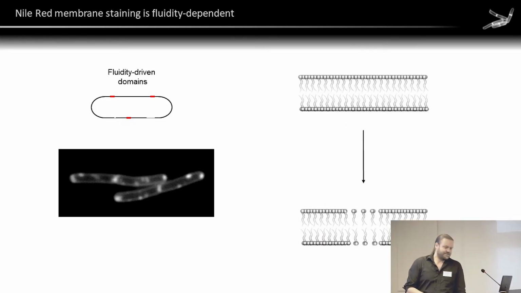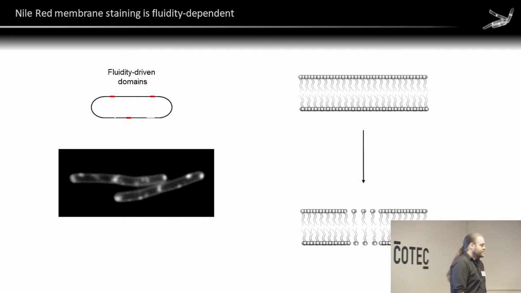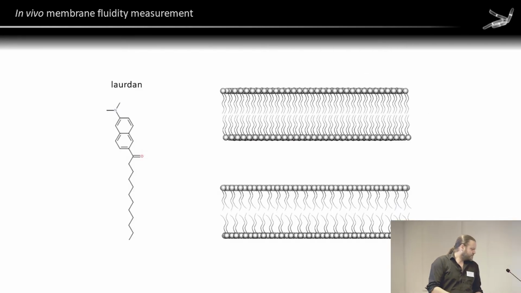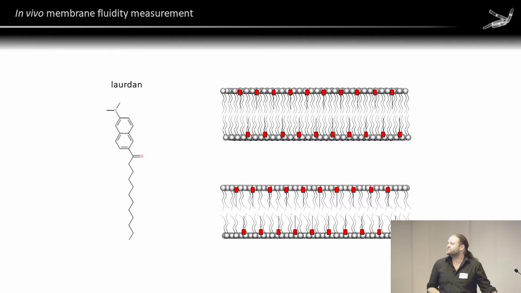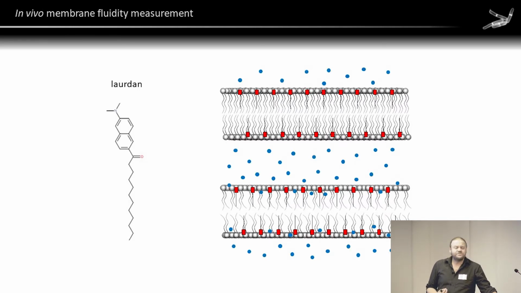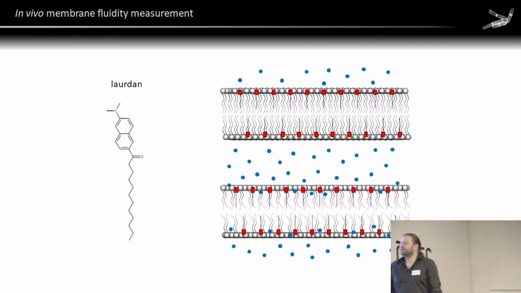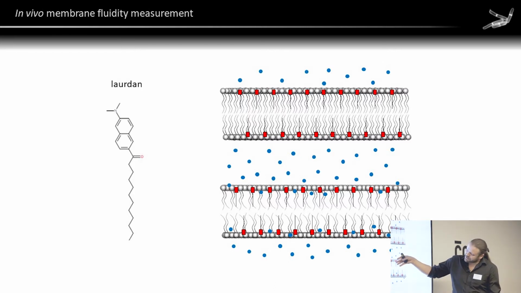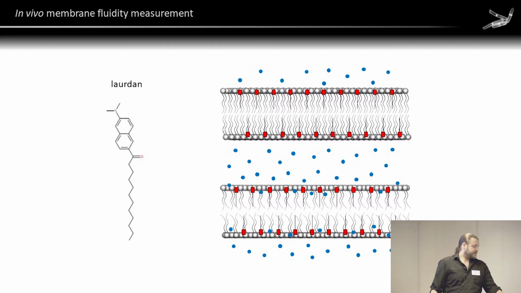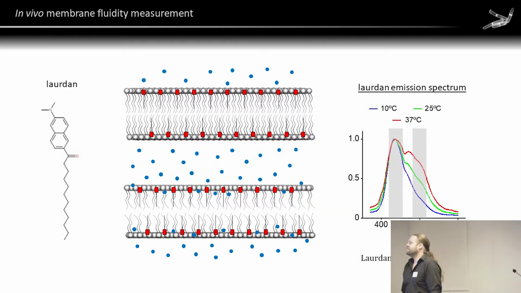So could it be that these are fluidity-driven domains, where we just have areas that are characterized by looser packing? What we use to address this question is Laurdan. Laurdan is a membrane fluidity-sensitive dye, which incorporates in a membrane roughly like this. What it is really sensitive to is water. Its emission spectrum is sensitive to water and how water penetrates a membrane. In a tightly packed membrane, water is less prone to penetrate, whereas in a more loosely packed one, there is more water in the membrane. And this changes the fluorescence behavior of the dye.